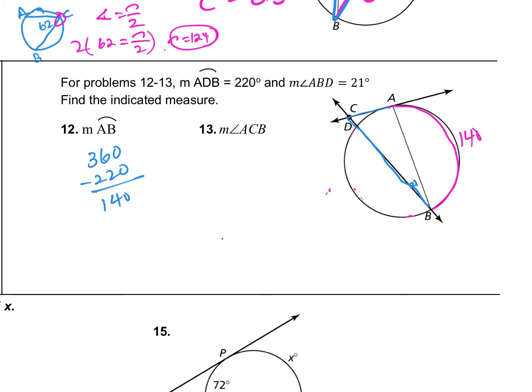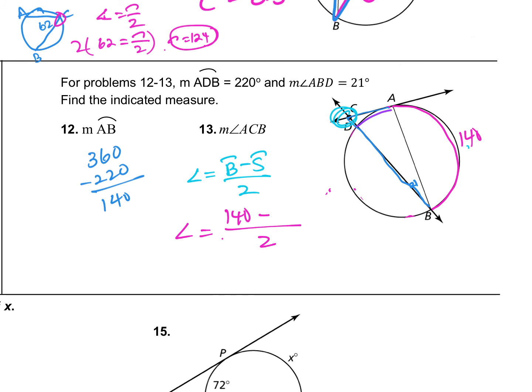So first off, I need to figure out what is this arc right here going to be. Because it's on the outside right here, what we have to do is the angle equals the big arc minus the small arc divided by 2. So right now, I know that the big arc is 140 minus the small arc, I don't know, so I have to figure it out, divided by 2 equals the angle.